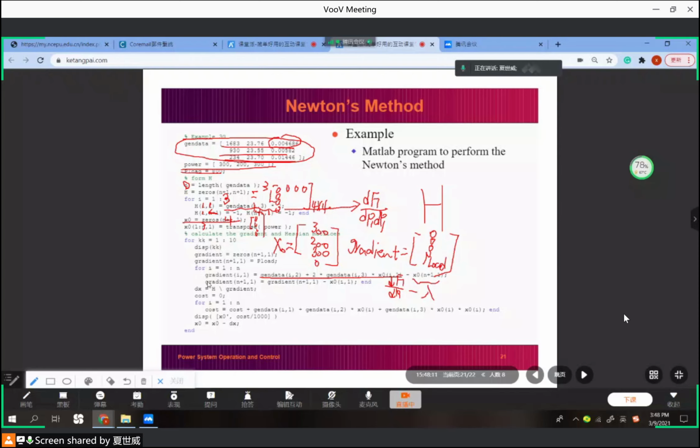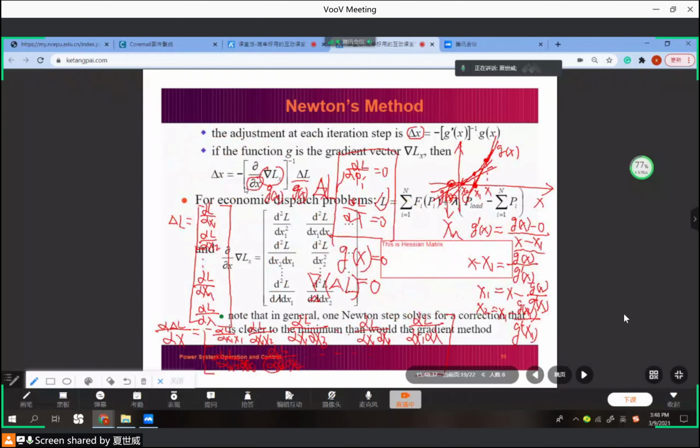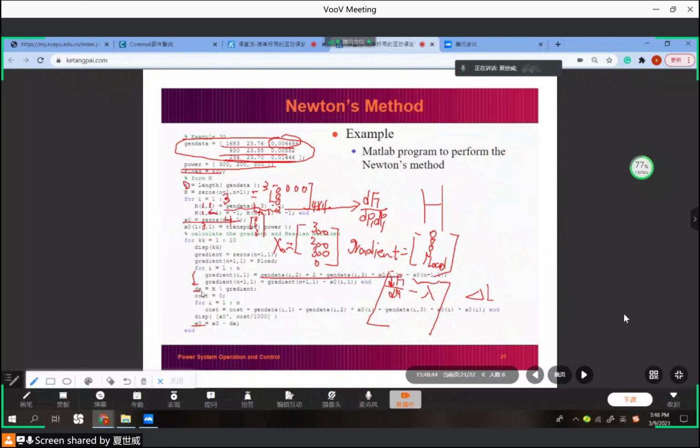So for I from 1 to 3, you actually calculate delta L. Okay, for this part. So for next, you will use this dx. Okay, let's see. You have used this h. This is h minus inverse delta L. So this part is inverse. Multiply delta L. Okay, so you got the delta x. After you got delta x, you will calculate x1 equals x0 minus delta x. Okay, you will get the updated value of x1.